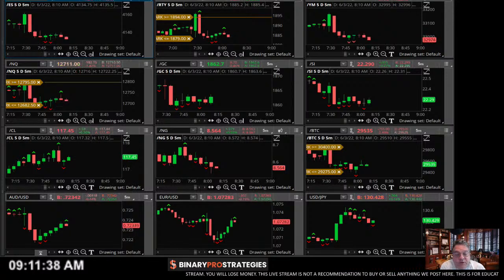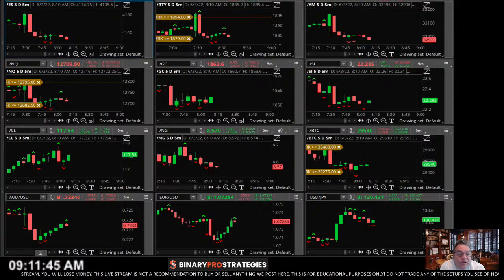Okay, NQ still working lower. Mini NASDAQ getting ready to go green on RTY, still nicely green on US Tech as we approach target.